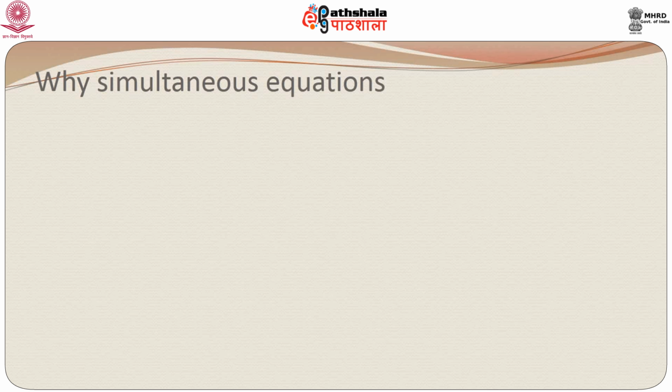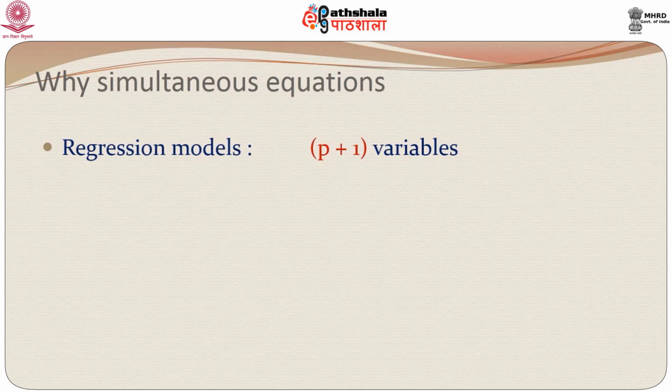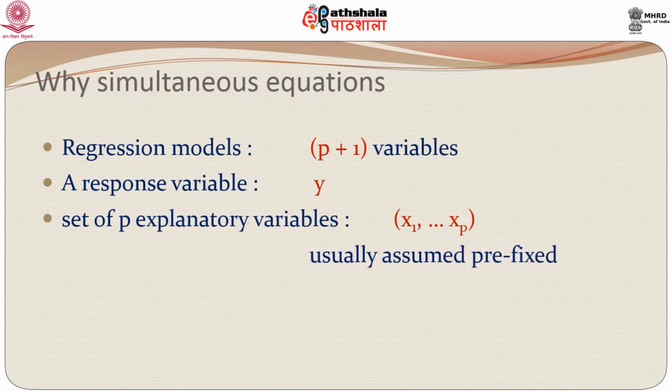Why simultaneous equation models? Let us look at regression models. Suppose we have p plus 1 variables and we want to set up a regression model using these p plus 1 variables. Among these p plus 1 variables, we identify one variable y as the response variable or the dependent variable and use the other p variables x1, x2, xp as a set of explanatory variables which would explain what y is. So, usually the x1, x2, xp are assumed prefixed, that is they are known beforehand and they influence the y variable.